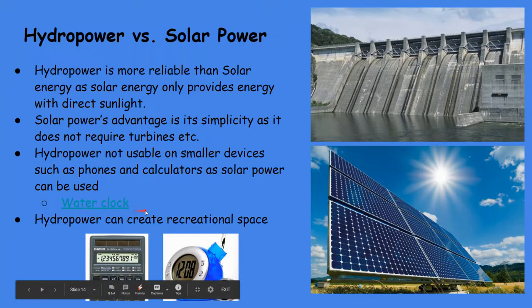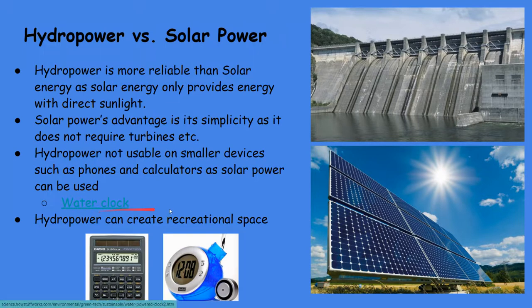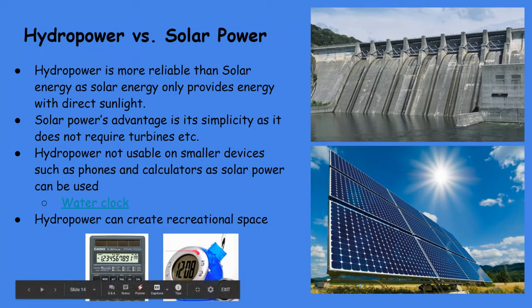And then there is still a way where water can create electricity. If you want to click this link, this is a water clock. All you need is tap water. The tap water is enough to create an electrical current, but not distilled water. But that's more of a chemistry thing. And then hydropower can create a recreational space, which we talked about.